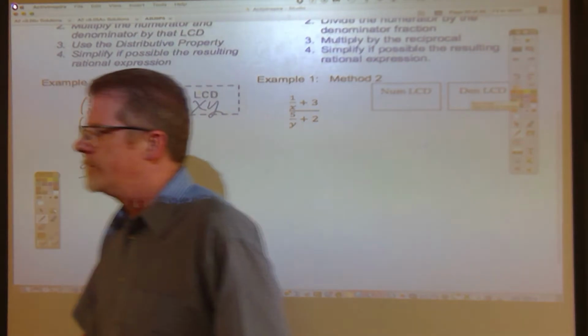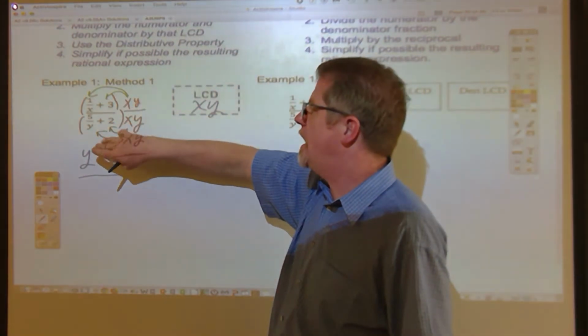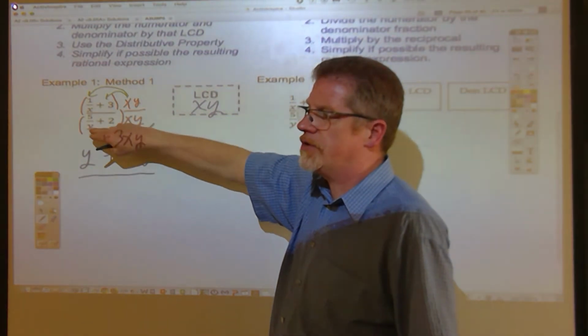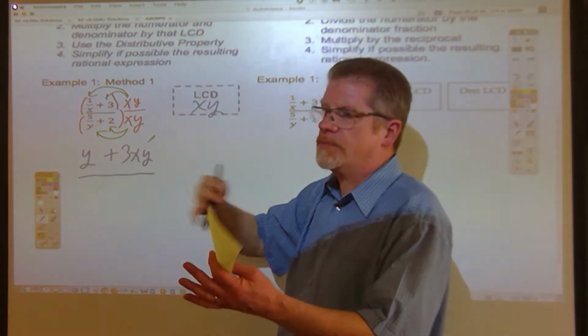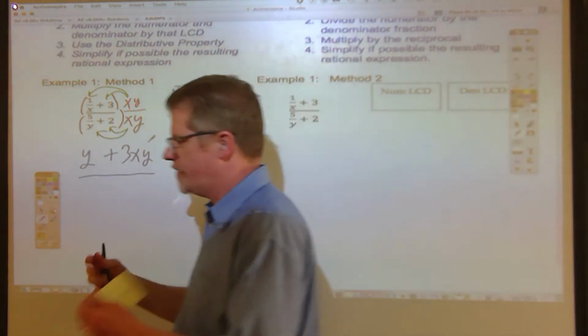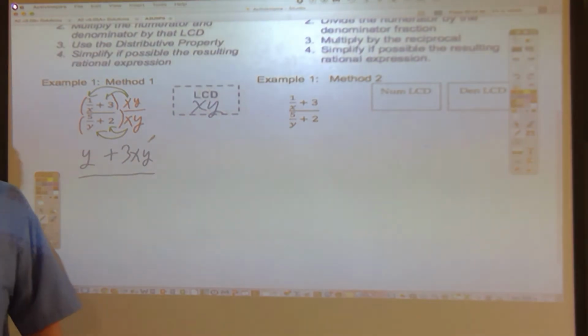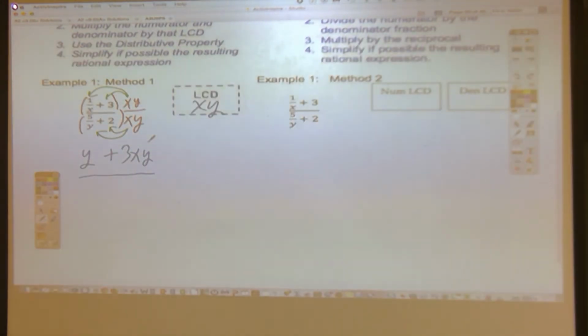How did you get xy? What I did was I surveyed the denominators, and I noticed one had an x, the other had a y. So the lowest common denominator is going to be, I look at the prime factorizations of all the denominators. I'm basically anticipating what would happen if I were to doctor all of the denominators up so that they were common. So does that answer your question then?